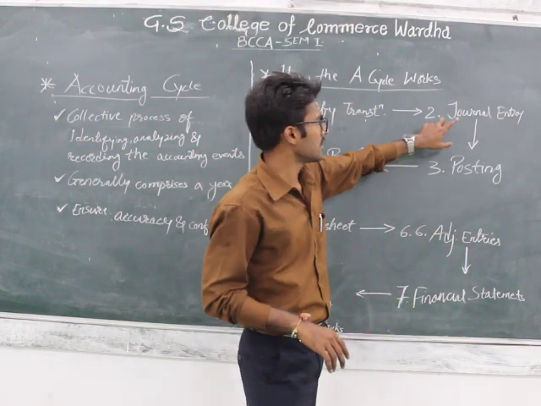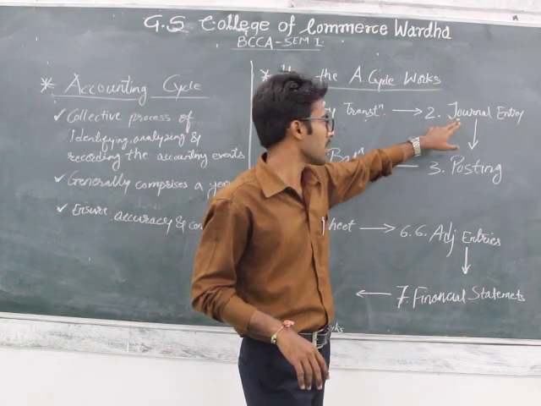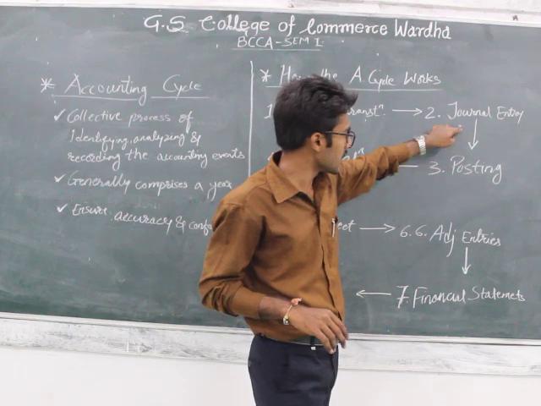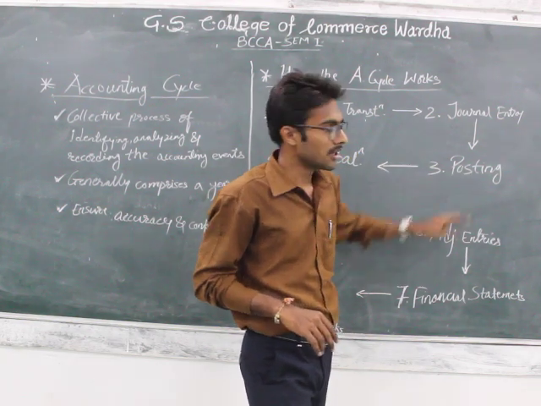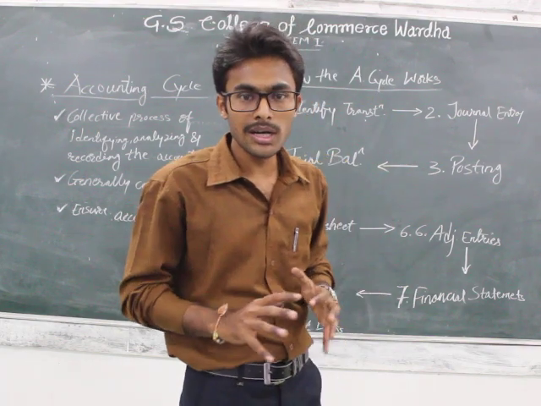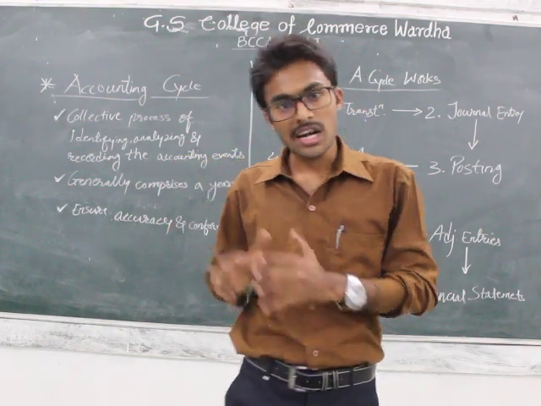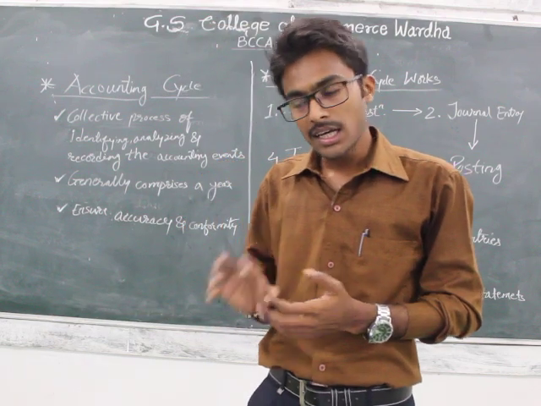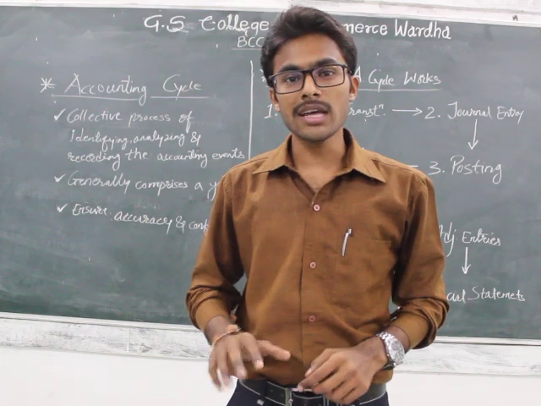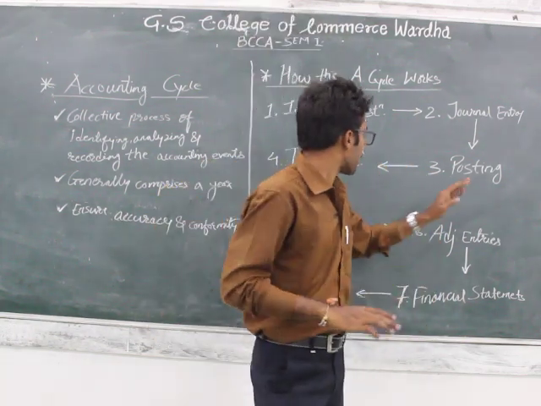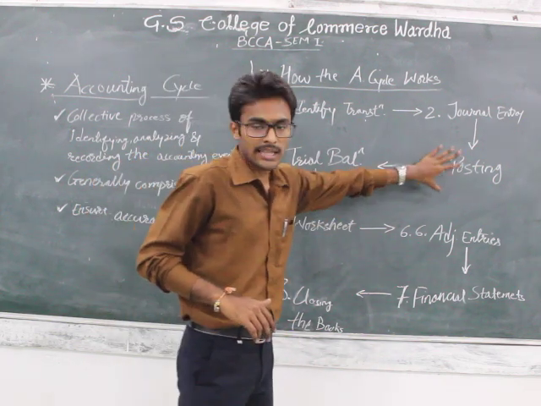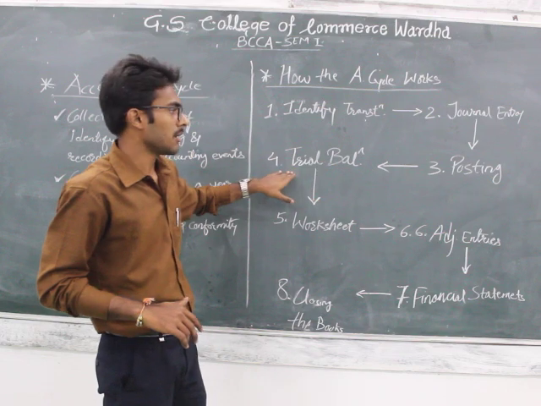After journalizing the transaction, that means after making journal entries, we will post those journal entries to the particular ledger. This process is known as posting. We will transfer a particular entry to a particular account in a particular ledger. This process is known as posting. After posting, we will convert all those accounts into a trial balance.